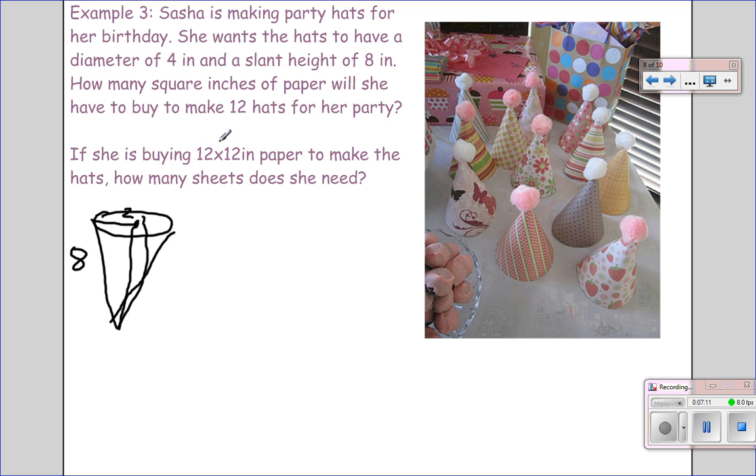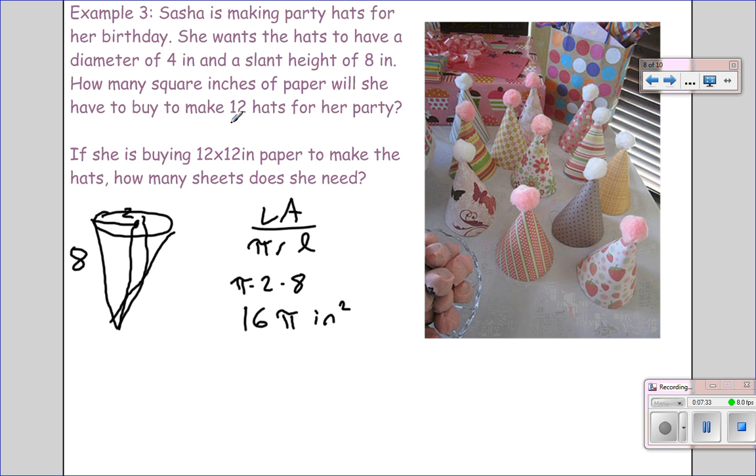Now, if we want to know the amount of paper she needs to use for a party hat, we just need the lateral area. Because if you think of a party hat, you don't have a base to it. So the formula is pi r L, which we have. We have r, we have L. So pi times 2 times 8 gives you 16 pi inches squared.